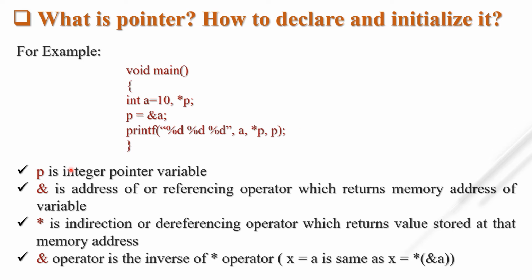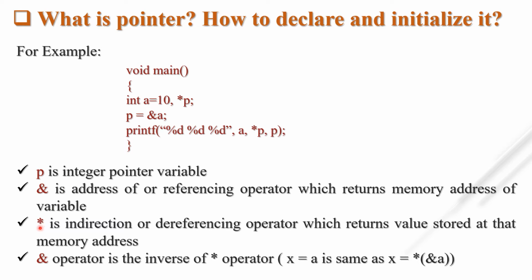So here, what is P? P is an integer pointer. Okay, the data type of this pointer is integer. What is &? As we know, it is an address-of or referencing operator which returns the memory address of the variable. So the memory address of A will be stored in the pointer P.